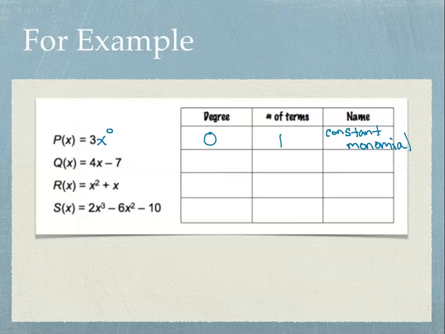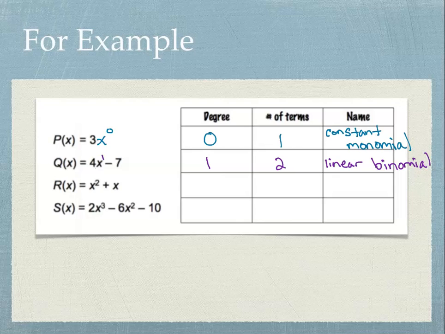Q of x has 2 terms, this 4x and this minus 7. The highest exponent is 1, so we say this has a degree of 1. It has 2 terms, so with a degree of 1, that's linear, and 2 terms means it is a binomial. So its full name is linear binomial.